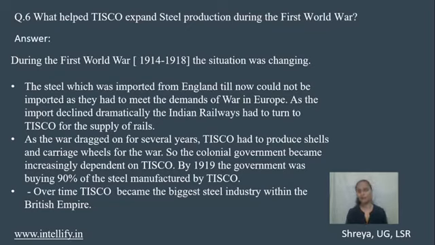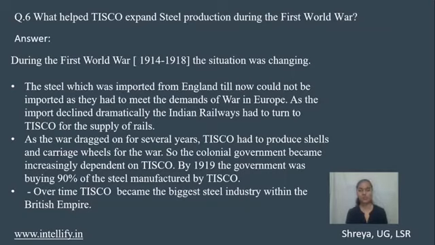But during the war, whatever steel was produced in England was used for the demands of war in Europe. And as imports declined dramatically, the Indian Railways had to turn to TISCO because they didn't have any other option. So they had to turn to TISCO for the supply of rails. We know that the war dragged on for 4 years.